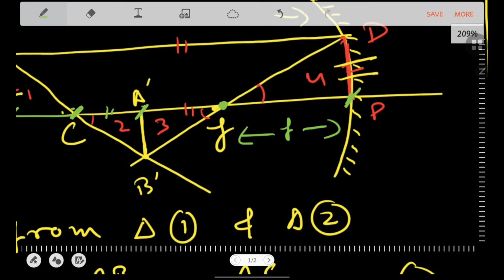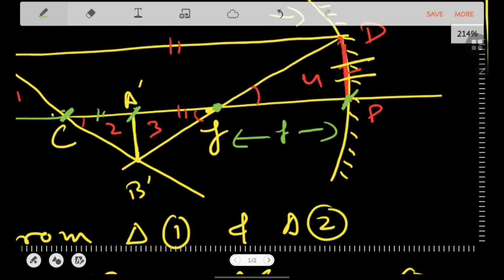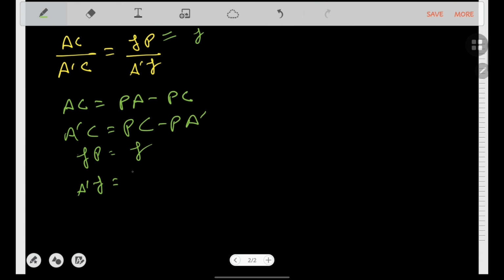So A dash F is that much only, this is the A, this is the F. Between those we need to check. A dash F is not a standard value for any measurement, so we will take PA dash minus PF. That means complete from P to A dash, and then we subtract from that P to F. We will find out A dash F here. So we can interchange it like that: PA dash minus PF.